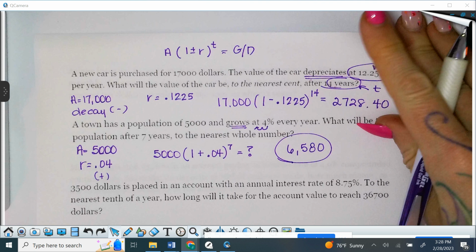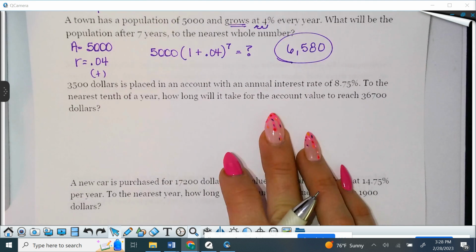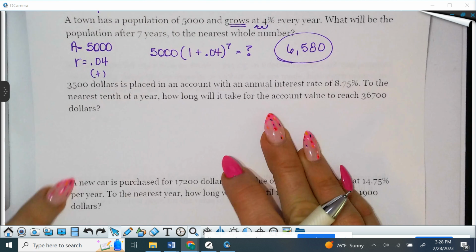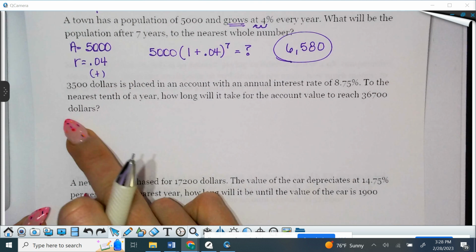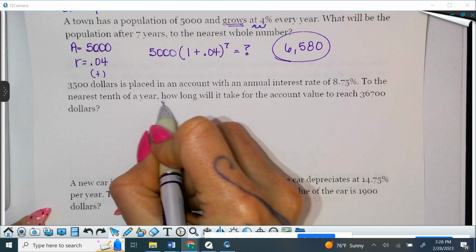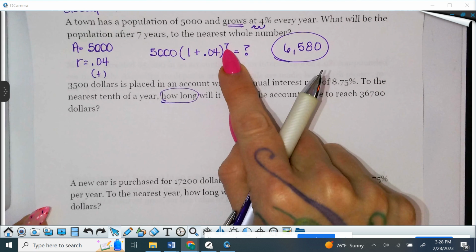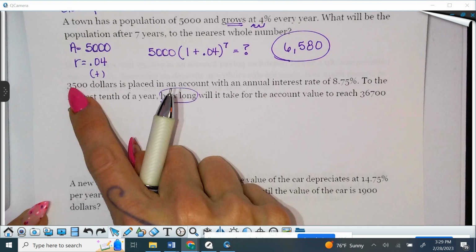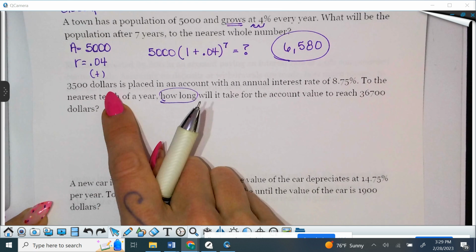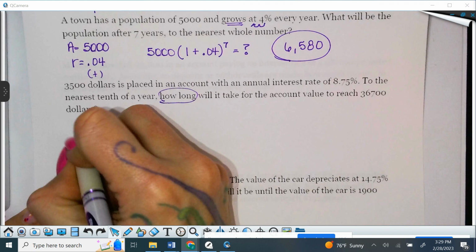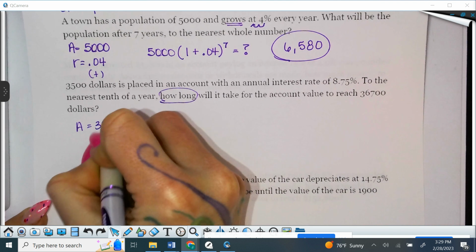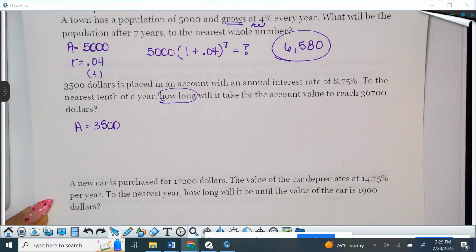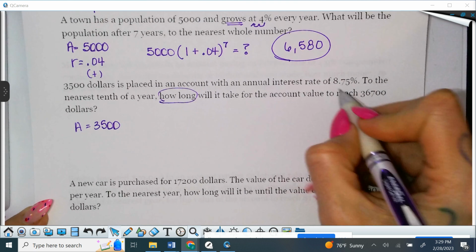Just to see where we are, this will be the last one, and we'll call it done for the day, and we'll do compound on Thursday, where we are searching for how long. As soon as you see how long, then we know that our time, that exponent up here, is going to be our variable. So again, starting at the beginning, $3,500 is placed in an account. So that means my A value is going to be $3,500 with an annual interest, that means it's happening yearly, constantly, all the same, of 8.75. Be careful, it looks like a decimal, but it's not.